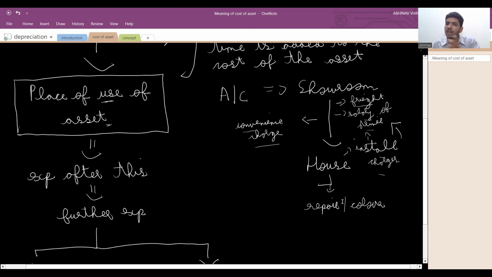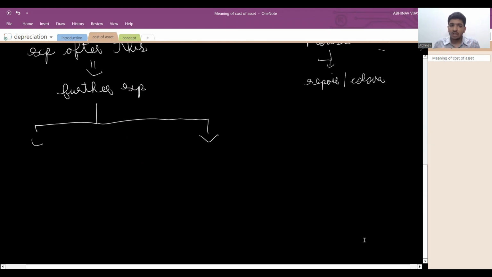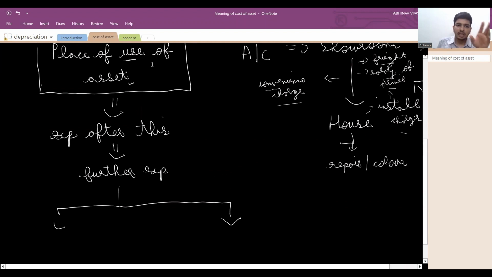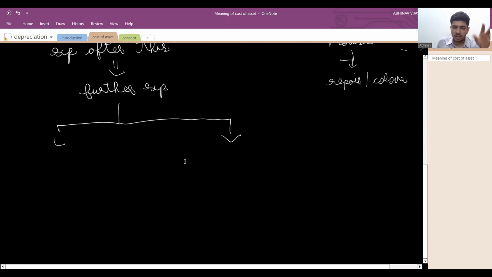Like after the AC is installed, after 1 year we can do repair. After 2 years we can change the color. So how will that expense be treated? That is my next question. So that also is answered here by AS10. After you bring it to the place of use of asset, further expenses is divided into two parts.